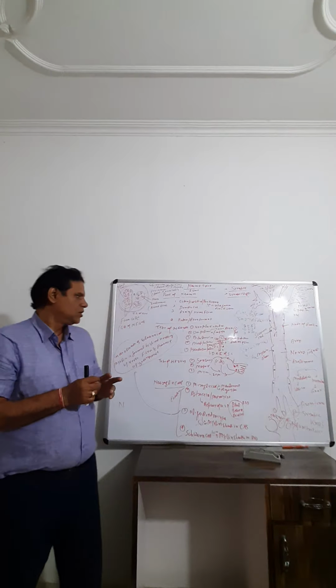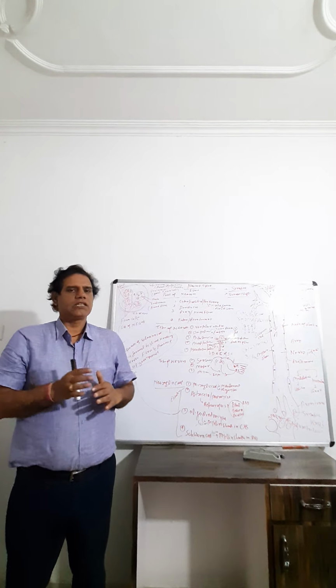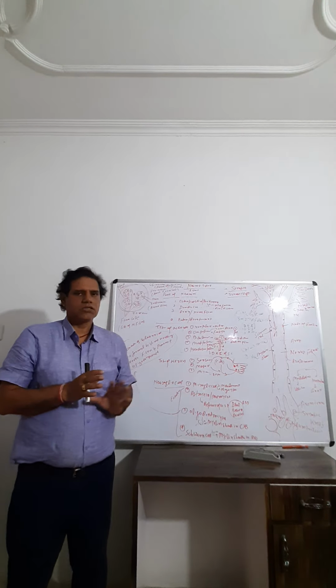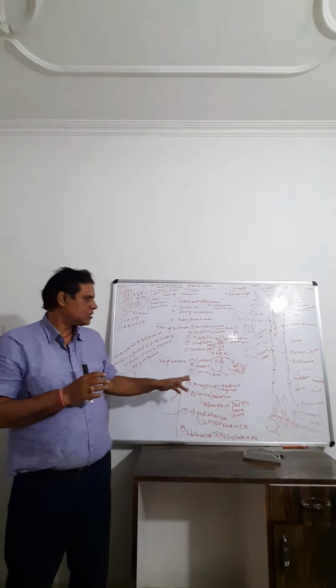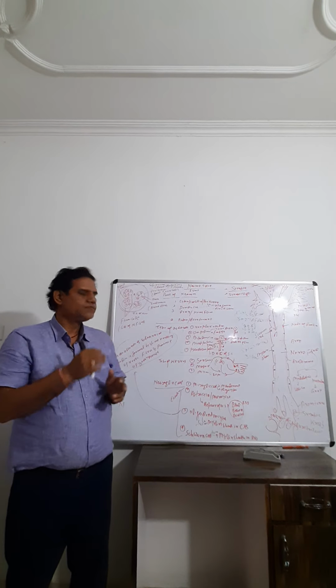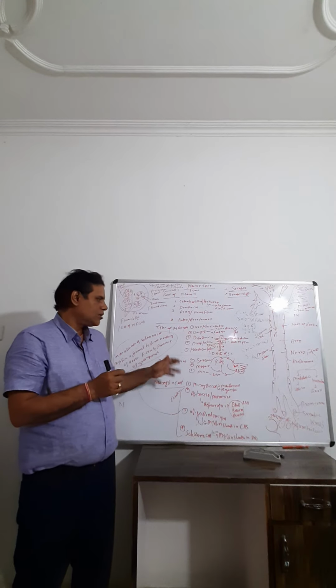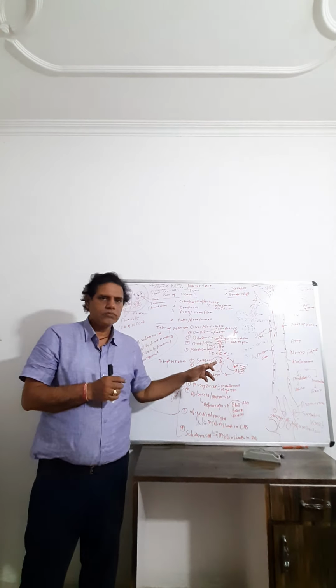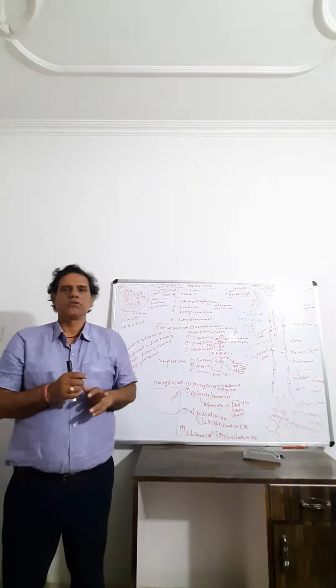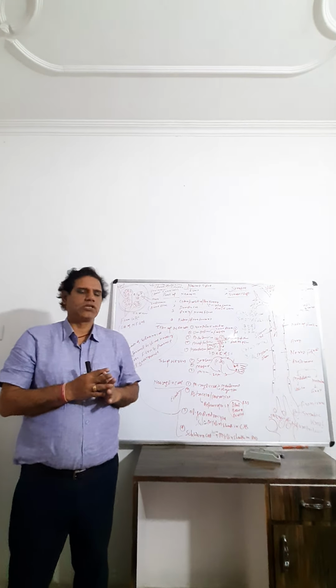And the types of nerve are three: sensory, motor and mixed. Sensory means transmission of impulse from a receptor or organ or gland to the CNS. And motor means transmission from the CNS to an organ or effector. And mixed means both sensory and motor.